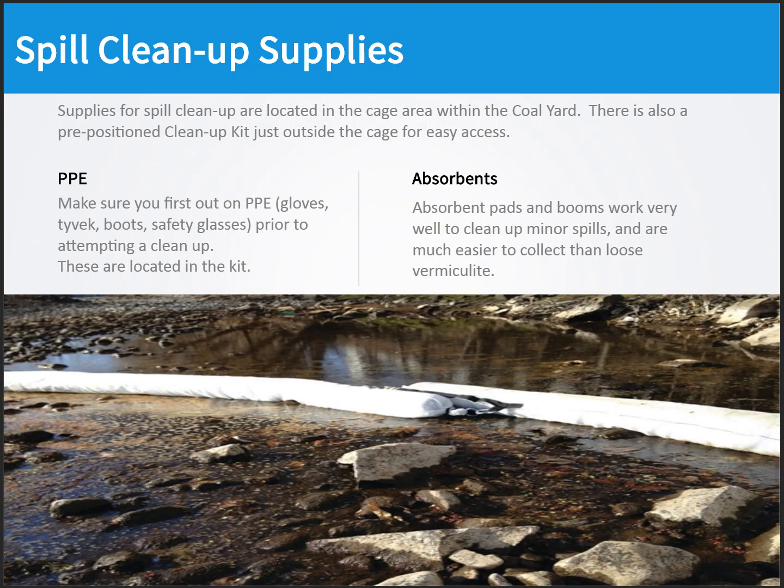Supplies for spill cleanup are located in the cage area inside the coal yard. There is also a pre-positioned cleanup kit just outside the cage for easy access. Within the kit, you will find PPE and absorbents. For PPE, make sure you first put on your personal protective equipment, which would include gloves, Tyvek, boots, and safety glasses prior to attempting to clean up a spill. And for absorbents, absorbent pads and booms work very well to clean up minor spills and are much easier to collect than loose vermiculite.